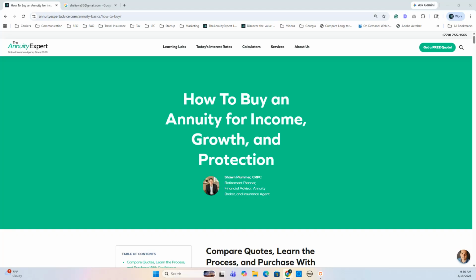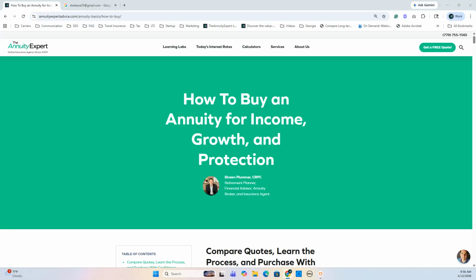Next question I get about this is, how do you set up an annuity for income? Well, you purchase an annuity of your choice with the guaranteed lifetime withdrawal benefit. Go through the application process. The application process is you fill it out. It goes to the insurance company.